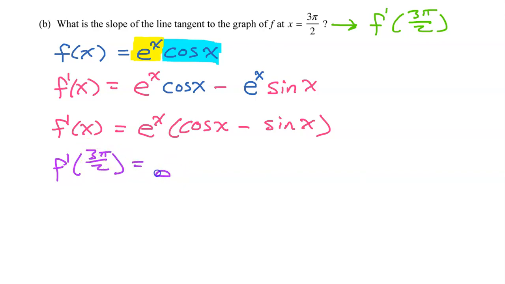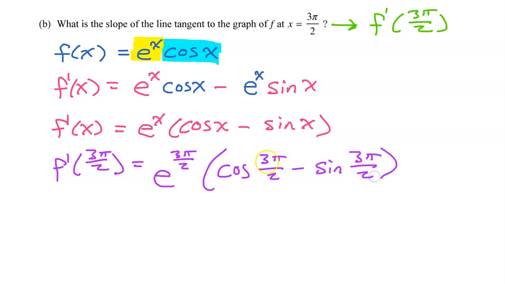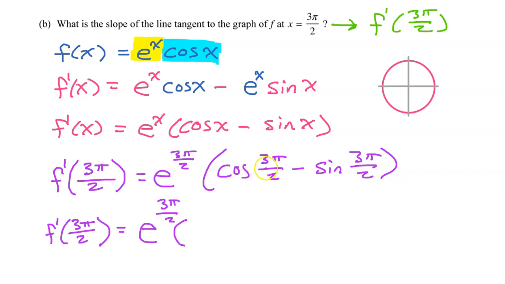So we will get e to the 3 pi over 2 power times the cosine of 3 pi over 2 minus the sine of 3 pi over 2. What is the cosine of 3 pi over 2? Well, 3 pi over 2 falls right here. Cosine is the x value, so this is 0.